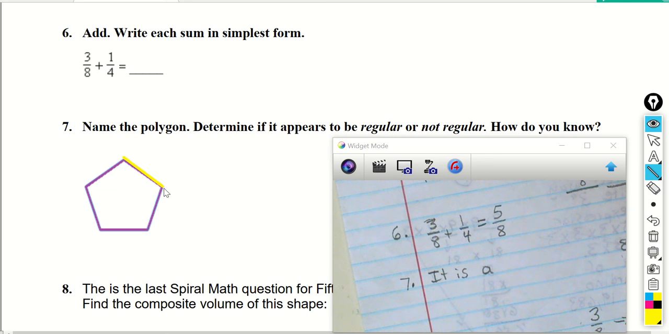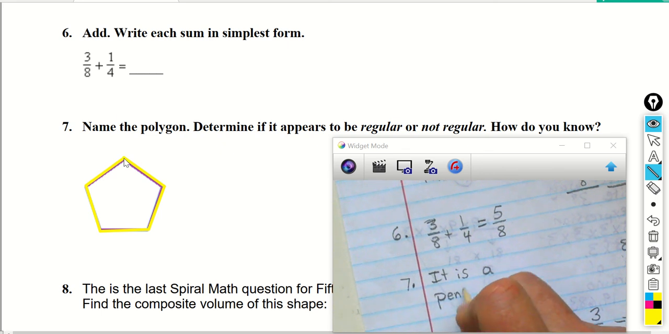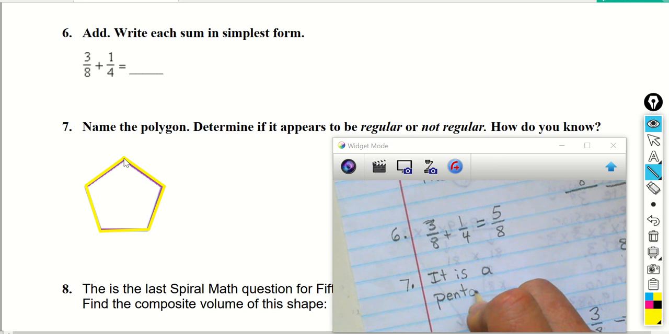Here I go. 1, 2, 3, 4, and 5. So 5. I know that a 5-sided shape is a pent. Pent means 5. Pentagon. It is a pentagon.